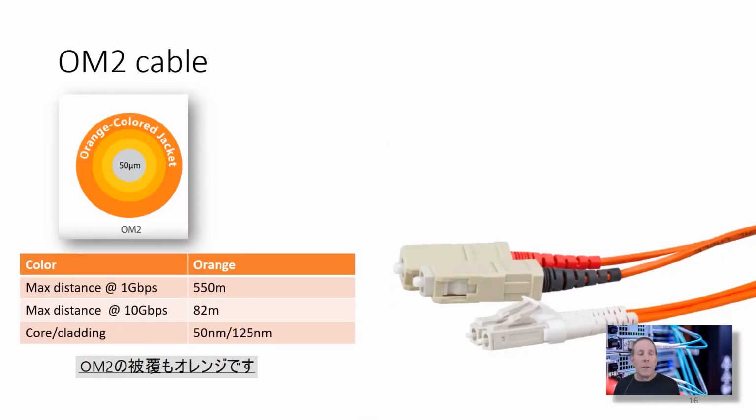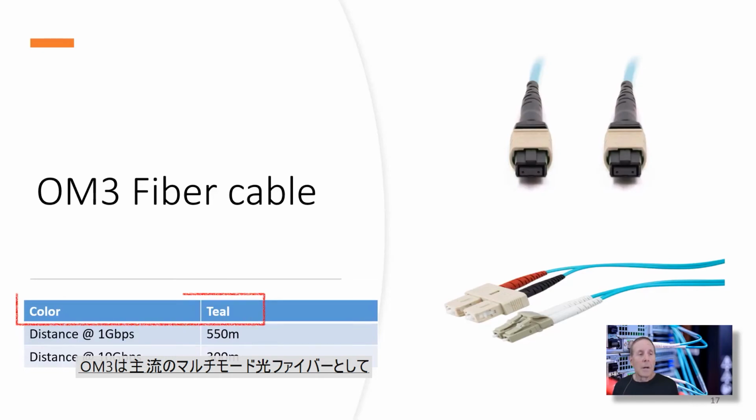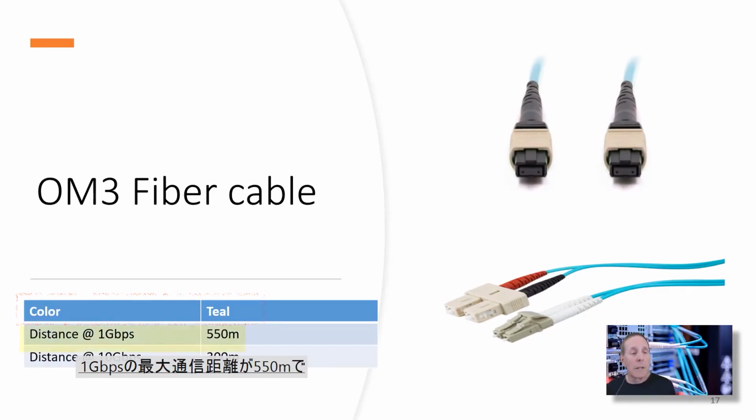Next generation of optical multi-mode was OM2. Same orange jacket color. For 1 gig, you could go up to 550 meters. For 10 gigs, you could do about 82 meters. OM3 is still a very popular multi-mode fiber optic cable. 1 gig goes up to 550 meters. 10 gigs can go up to 300 meters.